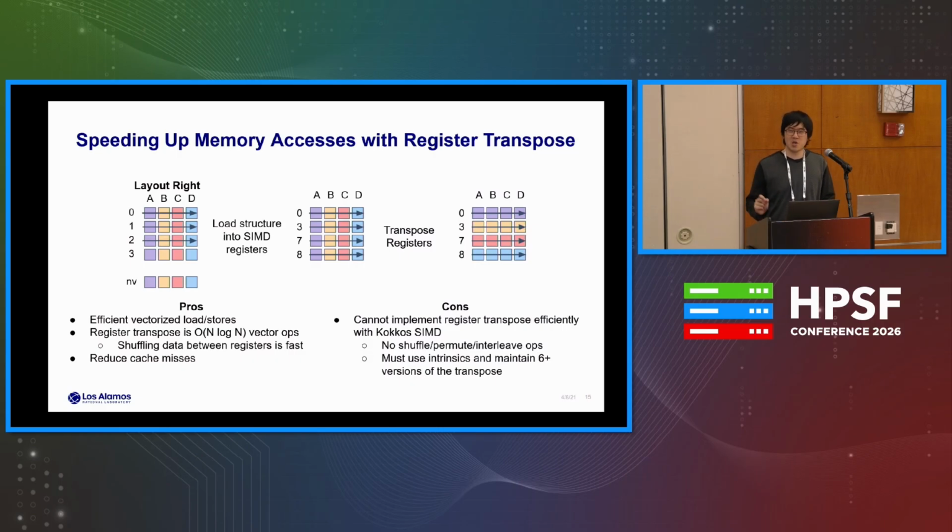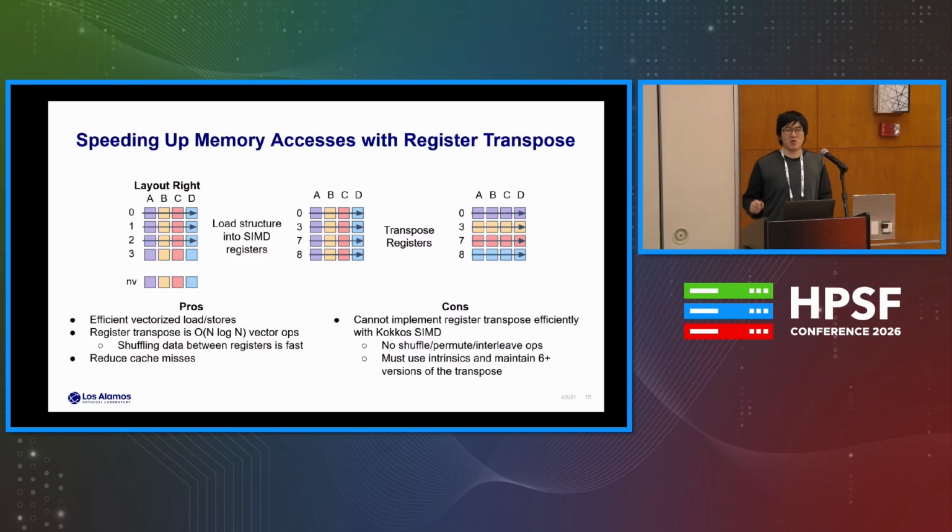The biggest issue here is that without those interleaves, permutes, or operations in the SIMD standard, I can't do this. I have to use intrinsics. I have 6, or I think the total count is like 7 or 8 versions of the in-register transpose to handle ARM, x86 for different sizes and a few weird cases. And I really don't want to maintain that. So fingers crossed.